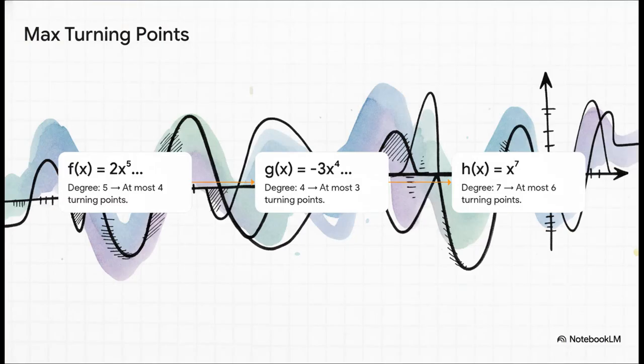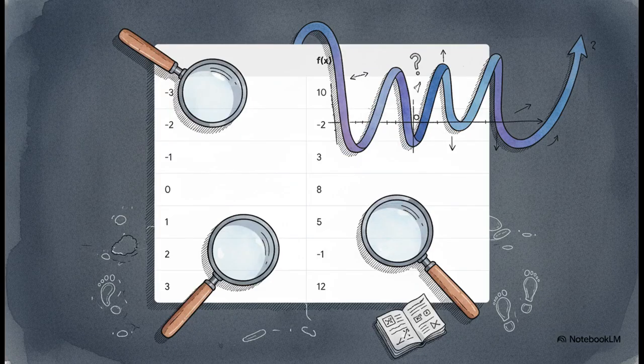So check this out. It's the same simple process every time. Take that first function, highest exponent is 5, so at most 4 turns. Easy. The second one has a degree of 4, which means it can have at most 3 turns. And for that last one, with a big degree of 7, it could have a maximum of 6 turning points. It's a really quick and powerful first glance. Okay, but what happens when you don't have the full story?